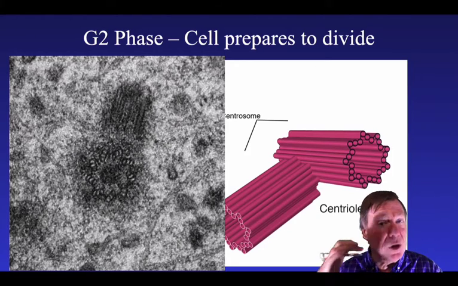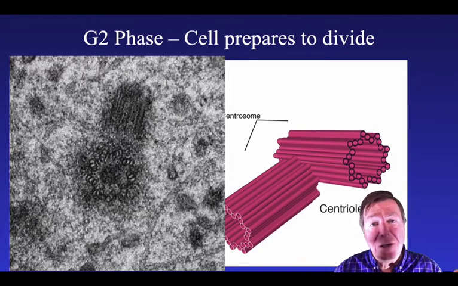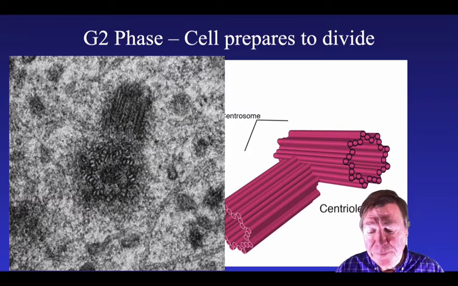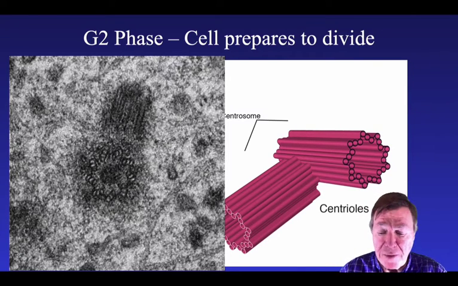But that's what the G2 phase is, bringing in the things that are needed for, there's a truck outside. Isn't that lovely? Centrioles are responsible for the spindle fibers.